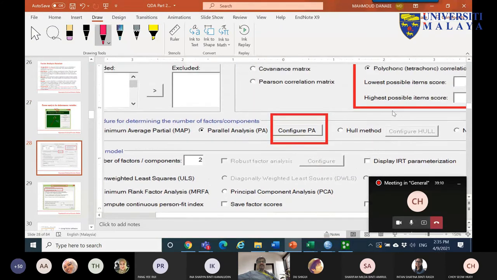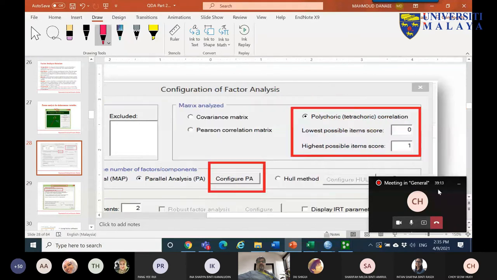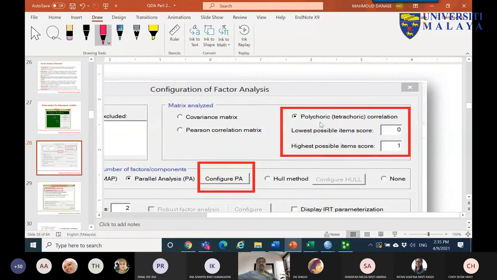Two points. First, using polychoric correlation. The polychoric or tetrachoric correlation is a technique for categorical data. Look at here, we have Pearson. SPSS works based on that. Tetrachoric or polychoric correlation is a kind of correlation which has been developed for categorical data.